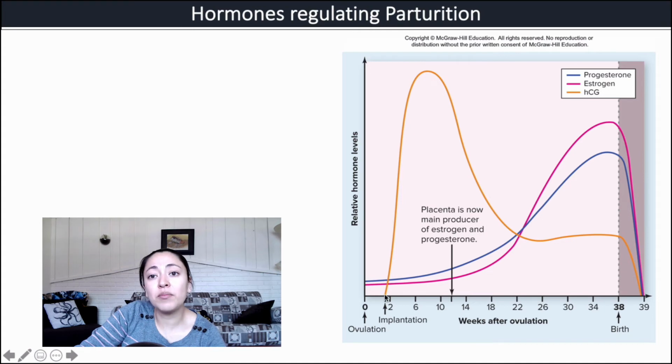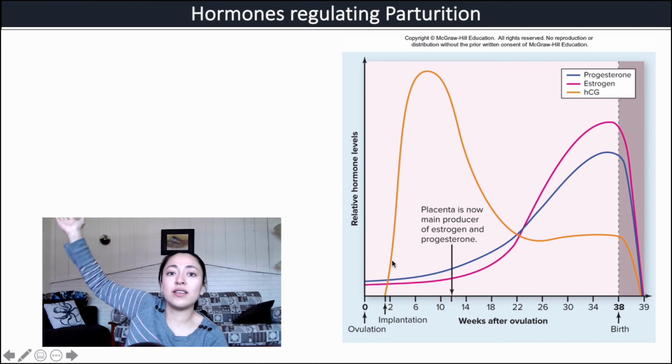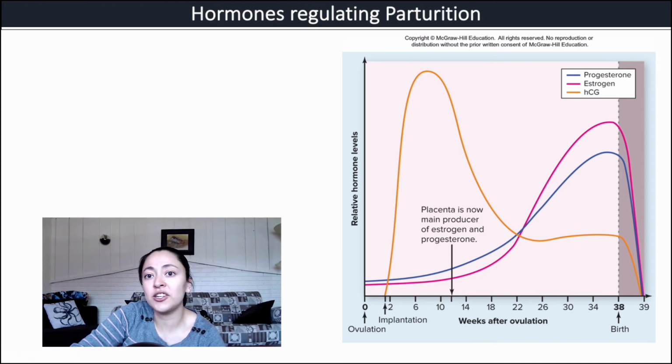After it implants, the embryo will start to produce HCG, human chorionic gonadotropin. This hormone, like the levels just increase exponentially after implantation. And so you can see HCG levels get extremely high. Why does this occur? Because this is triggering the corpus luteum to stick around and continue producing estrogen and progesterone.